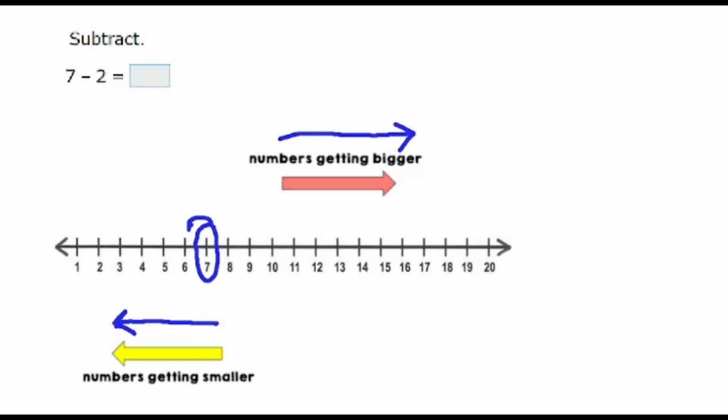So you go 1, 2, right? So you've subtracted 2. So minus 1, minus 2, and we end up at 5. So we know that 7 minus 2 equals 5.